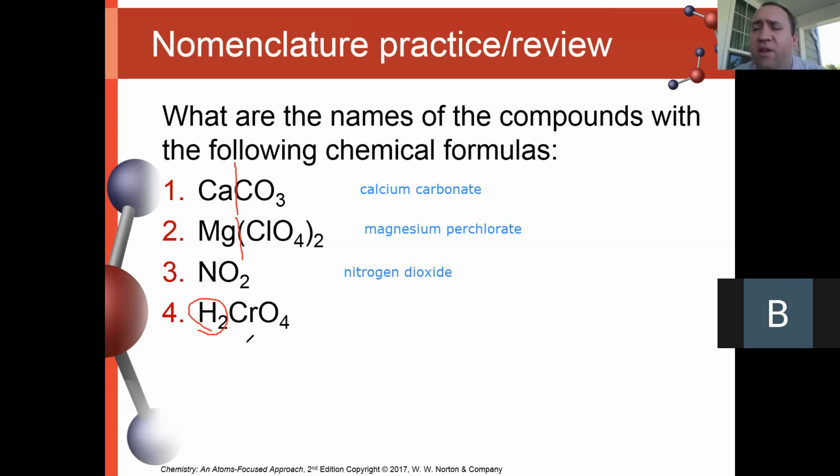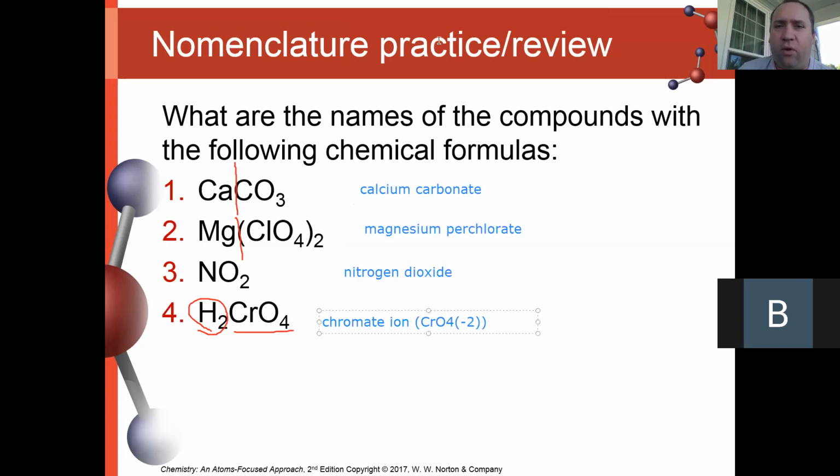So here we have a ternary acid. This is a more complex acid. It's a polyatomic acid. It's hydrogen with a polyatomic ion. Now the polyatomic ion here that we are talking about is the chromate ion. And the chromate ion has a formula of CrO4 2-.